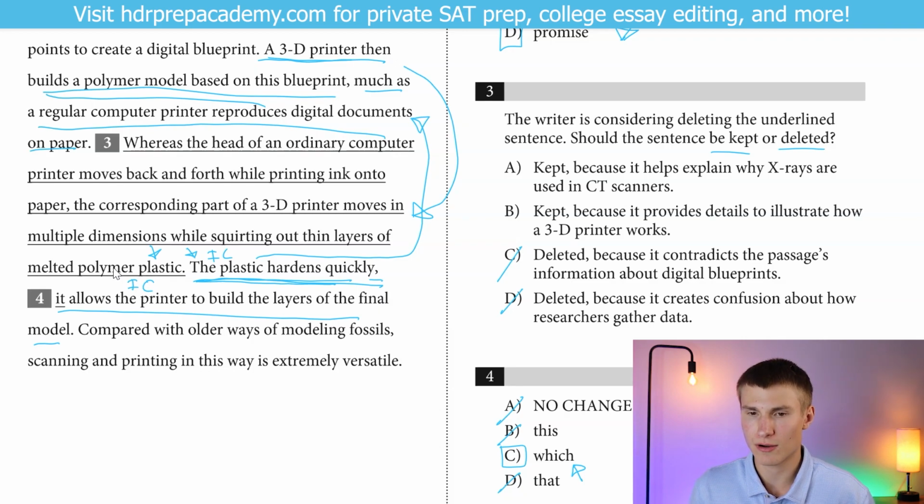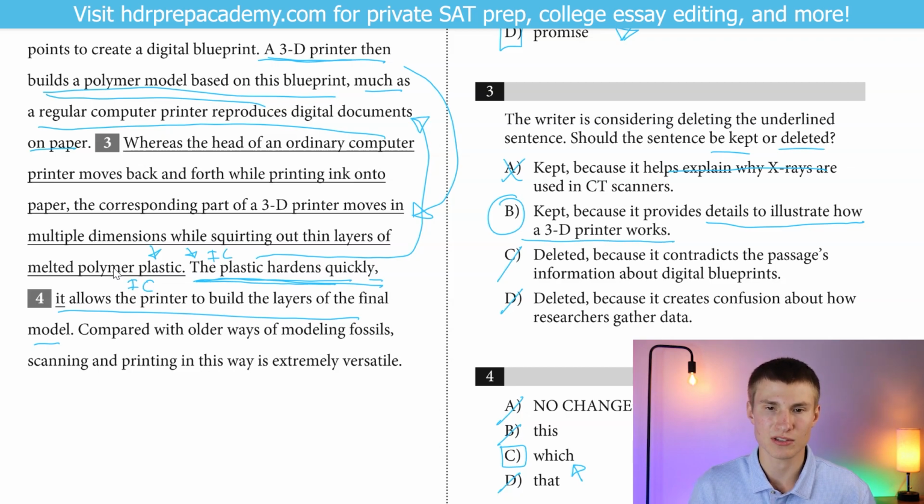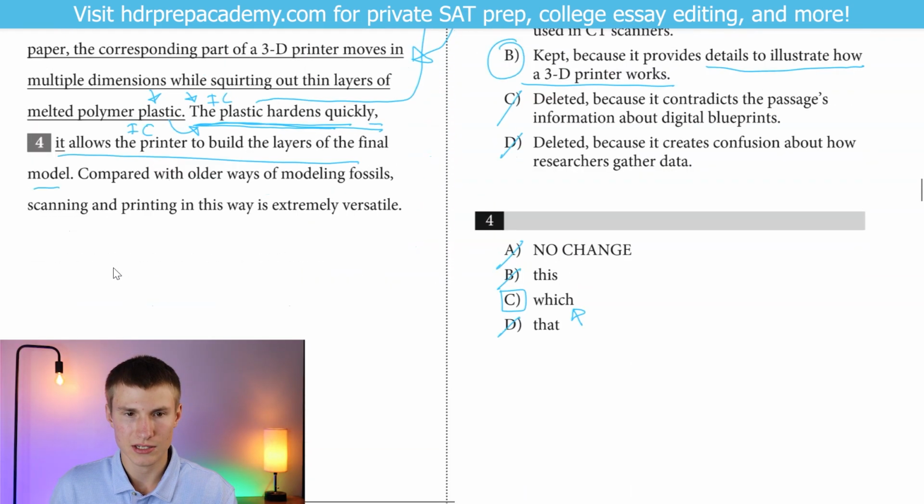Now, why do I want to keep it? Well, we have option A, because it helps explain why X-rays are used in CT scanners. That's not what we're doing here, okay? That's an incorrect statement. And then B, kept because it provides details to illustrate how a 3D printer works, right? That's exactly what it's doing, illustrating that first part of the previous sentence, and we also kind of need to have it because it's connecting that plastic component there. Okay, so we can go ahead and keep reading now.